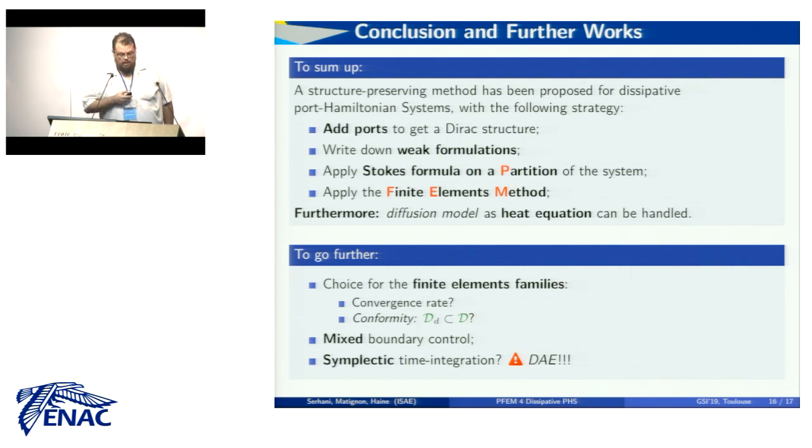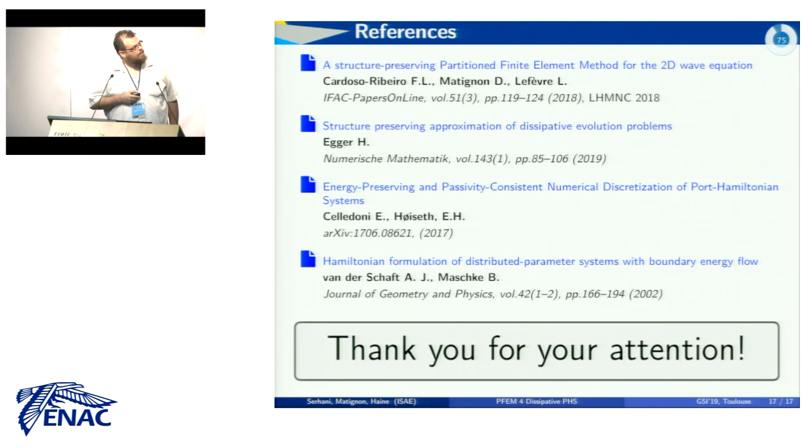So how to choose a finite element according to some wanted property, such as convergence rate. What to do when I want to apply different types of control depending on the part of the boundary. And something we are not aware of: what about symplectic time integration when we are dealing with differential algebraic equations? Thank you.